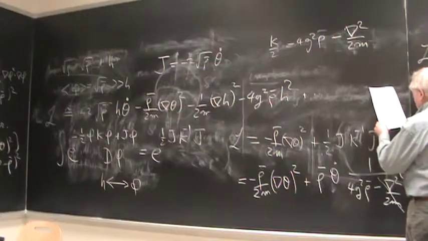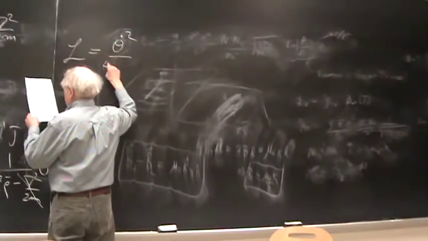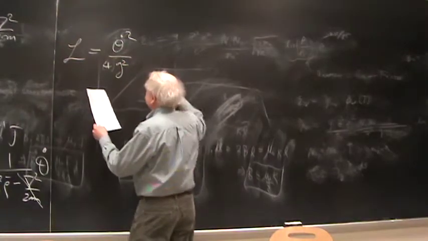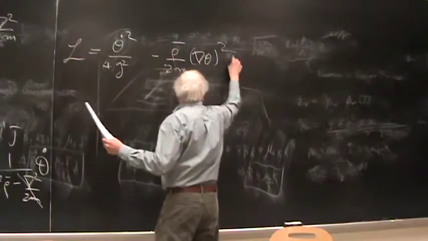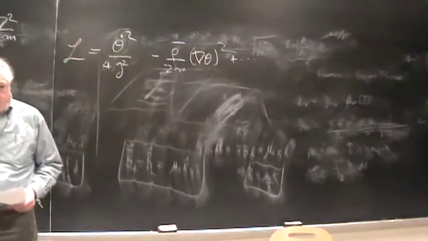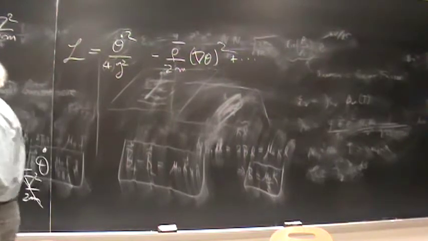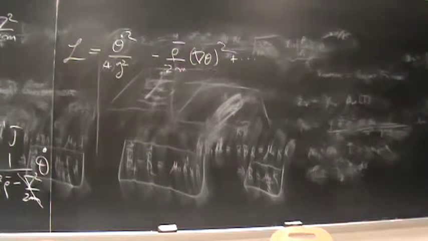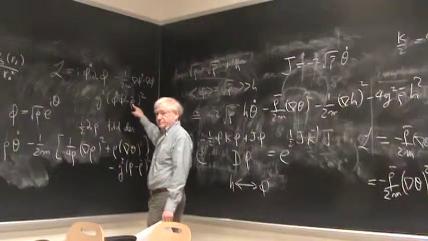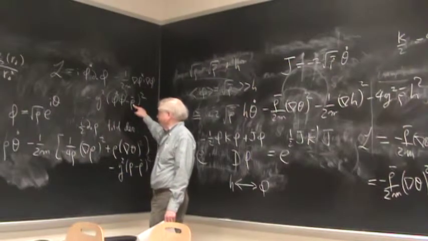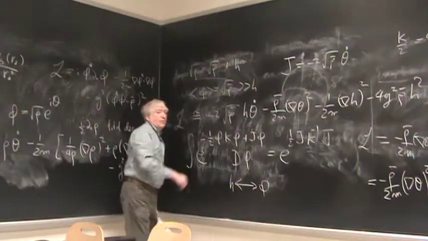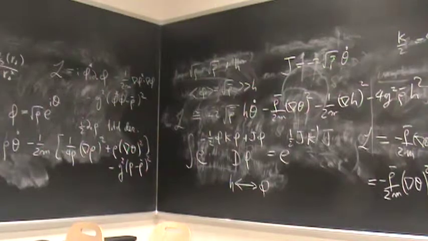What we have now is L is equal to theta dot squared over 4g squared, even the rho bar cancels, and then minus rho bar over 2m grad theta squared plus... Rho bar is a scalar field, right? Rho bar is a constant. Rho was a scalar field. And then we're saying rho is some constant with some small other field. Rho is essentially rho bar. Rho bar is a constant.